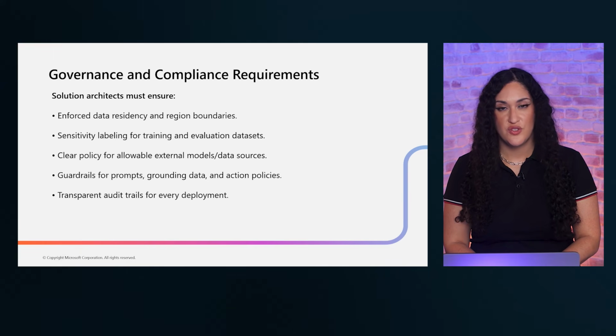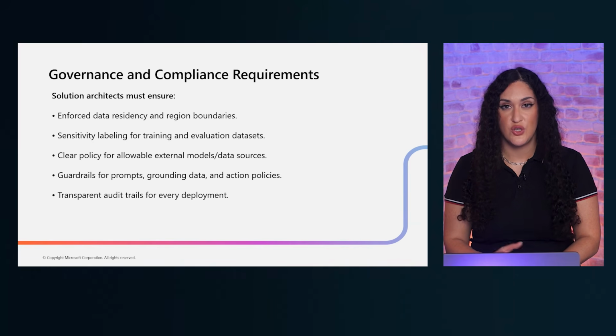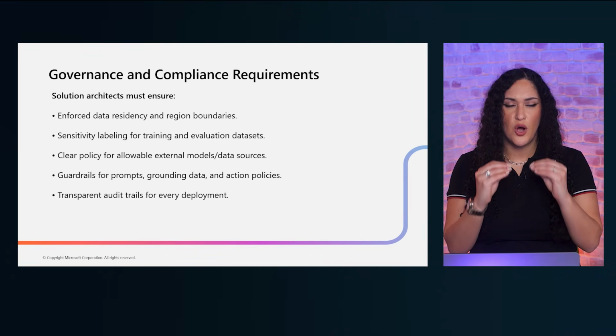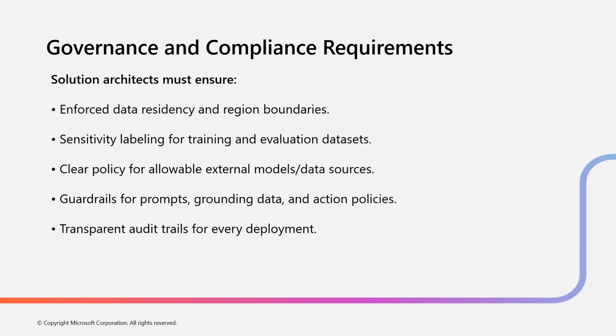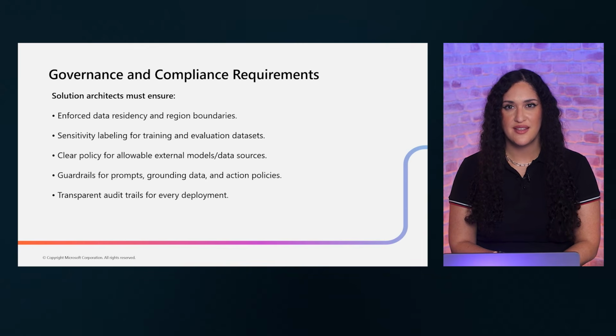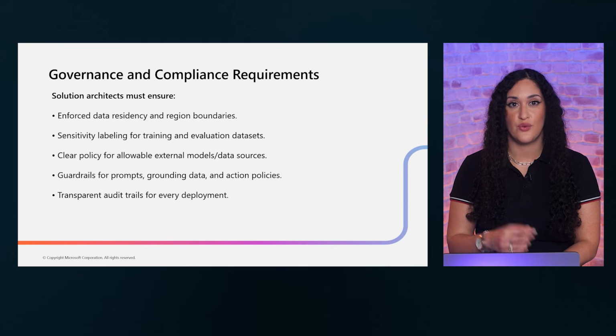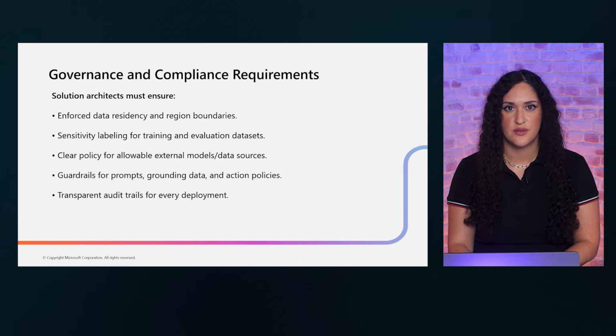Governance and compliance requirements for custom models are extensive. Enforce data residency and region boundaries so data stays where regulations require. Apply sensitivity labeling to all training and evaluation datasets. Establish a clear policy for allowable external models and data sources. Make sure you put guardrails in place for prompts, grounding data, and action policies. Maintain transparent audit trails for every deployment. These are not nice-to-haves, they are requirements that regulators, auditors, and legal teams will check. Build compliance into your architecture from day one rather than retrofitting it later at much greater cost.